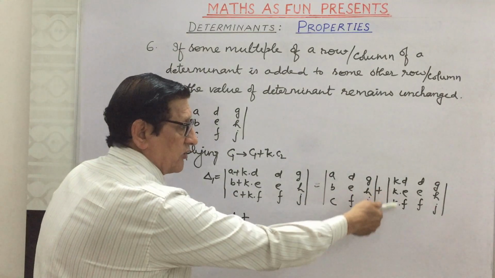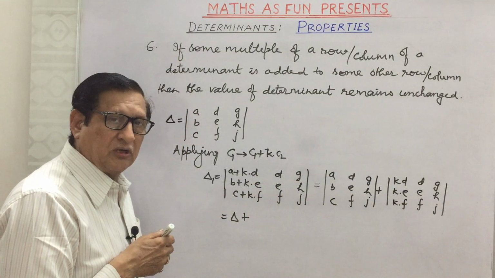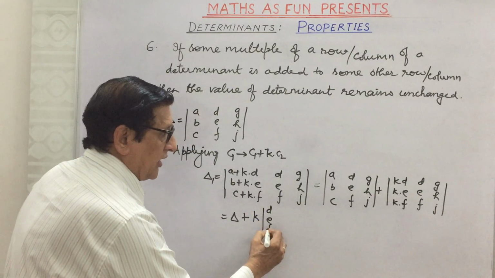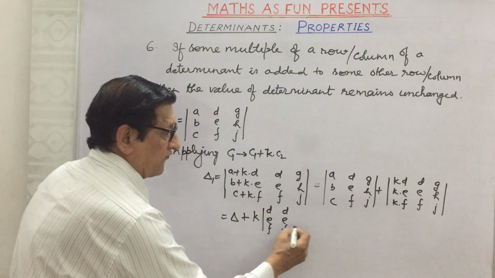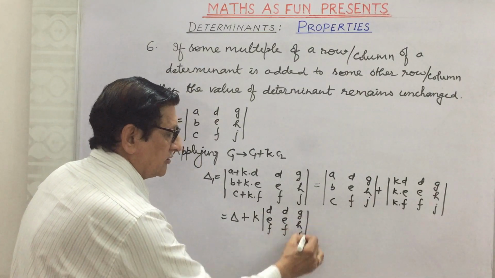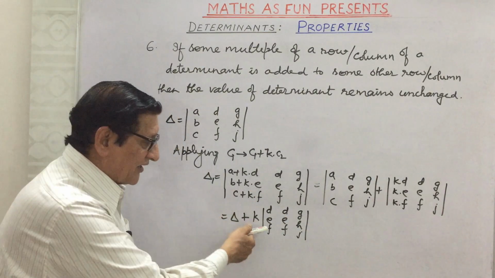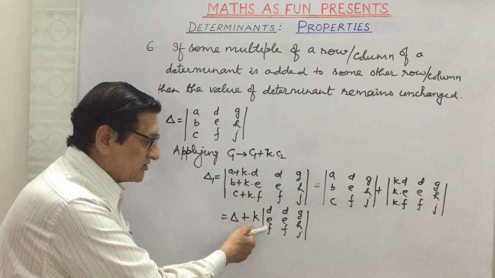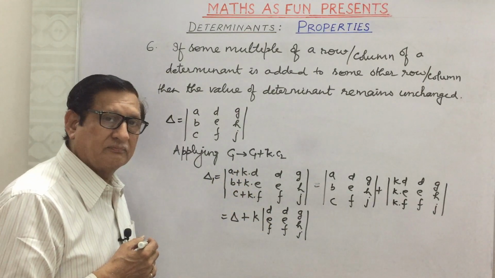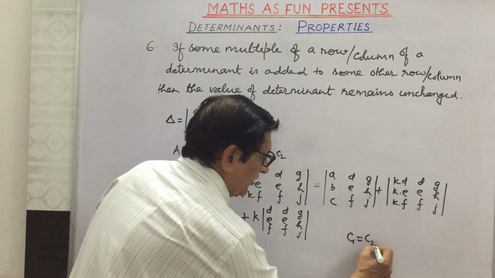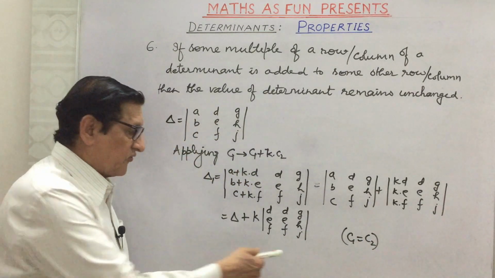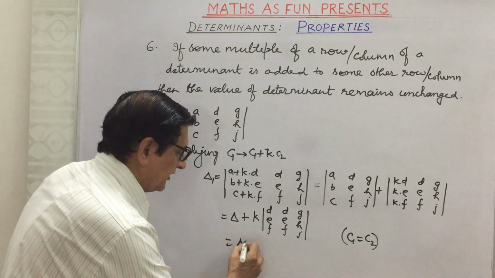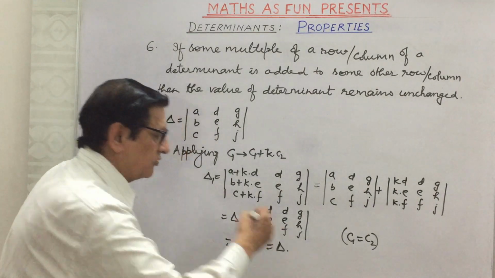Are we finding k common from this first column? If we take k common, it is D, E, F, G, H, J. Do we find here in this particular determinant that the first column and second column are the same? C1 is equal to C2. Therefore, the value of this will be 0. So, we can say it is delta plus 0, or equal to delta.